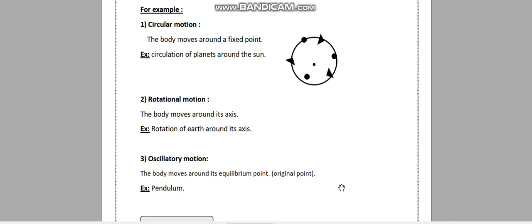We can now classify the motion of any body into two different types. The first one is the translatory motion, which is a motion that has a start point and an end point. The second type of motion is the periodic motion, in which the motion is repeated in equal time intervals. And we took examples of the periodic motion, which are the circular motion, the rotational motion, and finally the oscillatory motion.